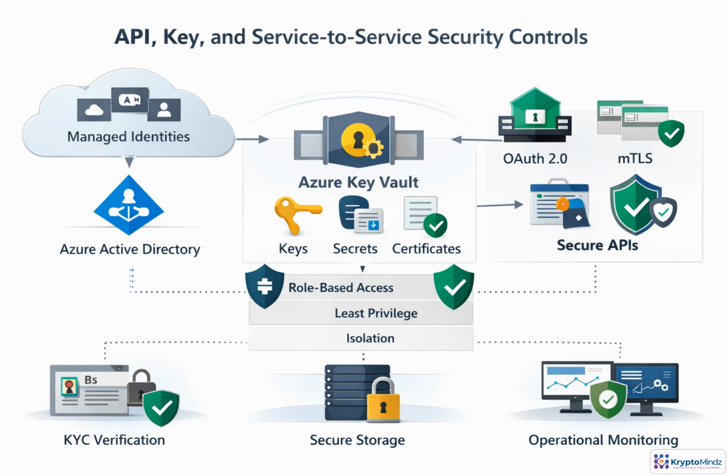Now we move behind the wallet to protect APIs, keys, and service-to-service calls. Services authenticate to each other with managed identities, not hard-coded secrets, and their keys and certificates live in Key Vault with tight access policies. Every component only gets the minimum permissions it needs, enforced through RBAC and environment isolation. APIs are fronted with OAuth 2.0, gateway enforcement, mTLS where needed, plus rate limiting and strict input validation.